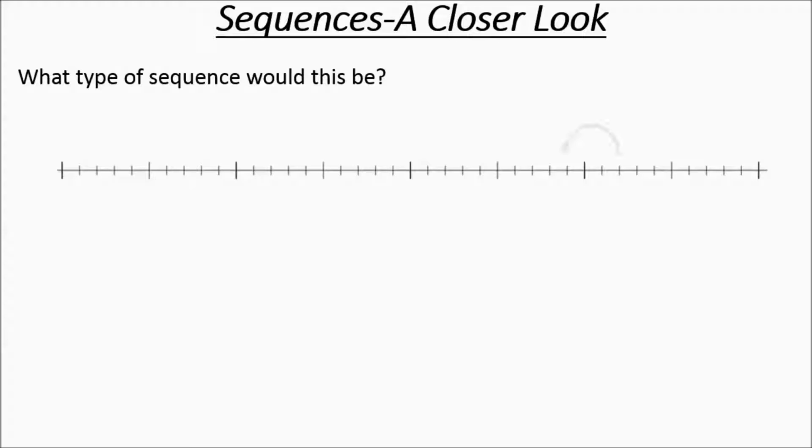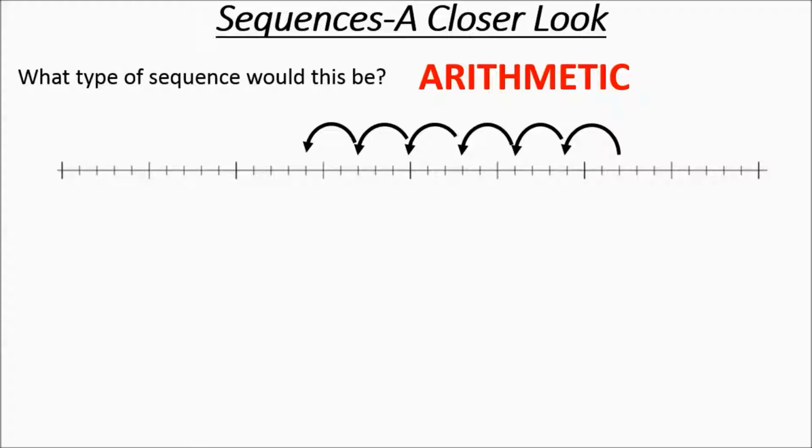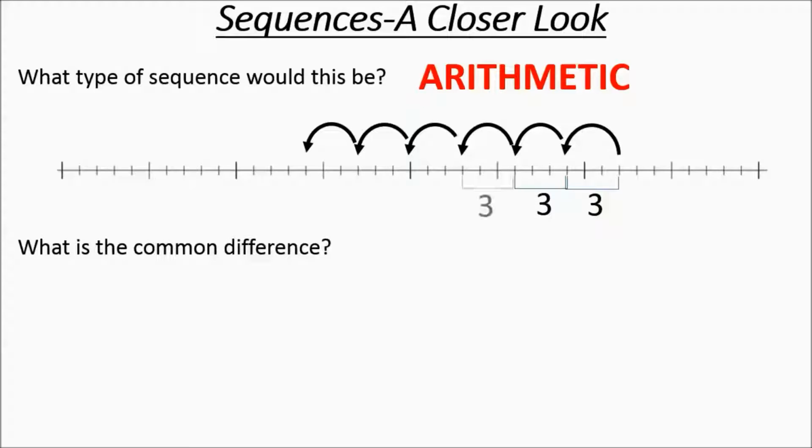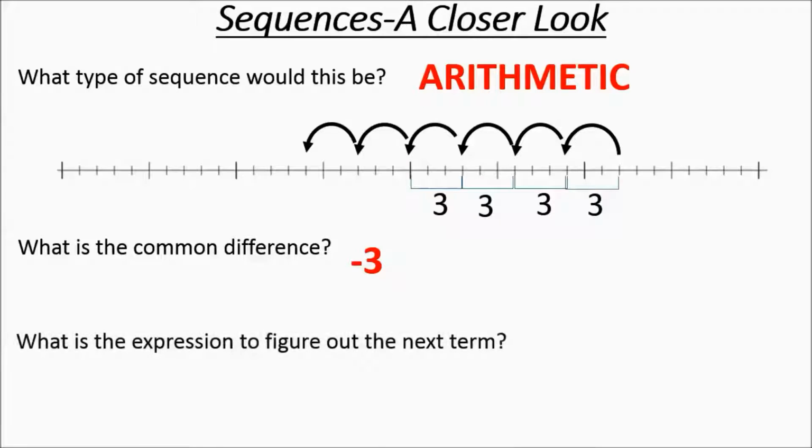Our next one, it looks like it's going to the left. It's going to the left the same amount. So this is going to be considered an arithmetic sequence. All of the different numbers in the pattern are the same distance apart. The common difference, well, we're going left 3 each time. So you'd think of the common difference as -3. And what are you doing to each number to figure out the next term? You're subtracting 3, so it's n minus 3. You're taking each number in the pattern and you're subtracting 3 from it.